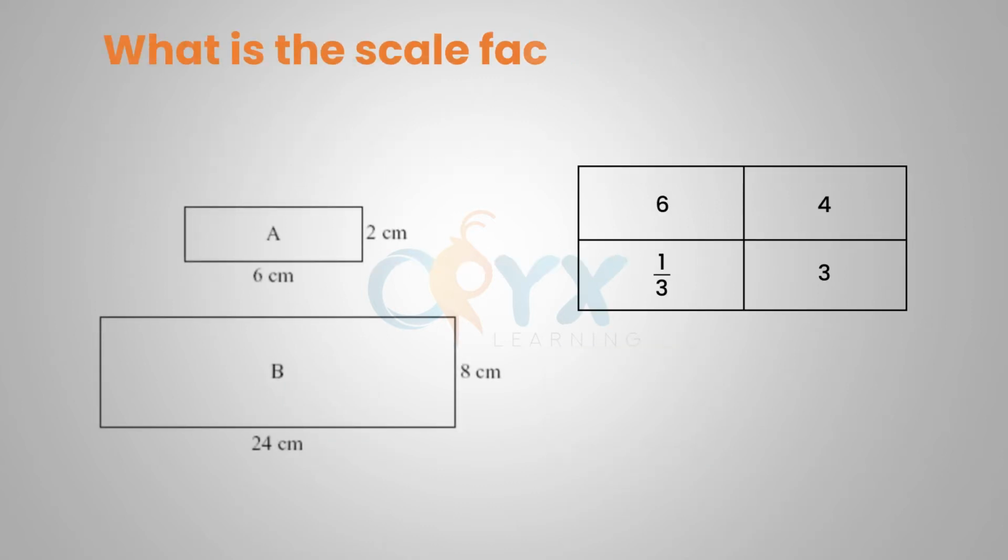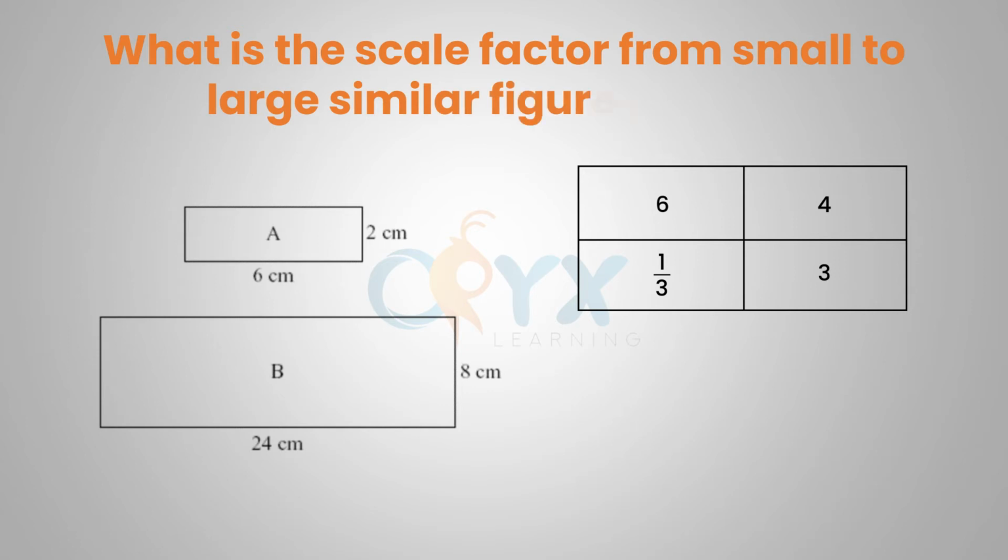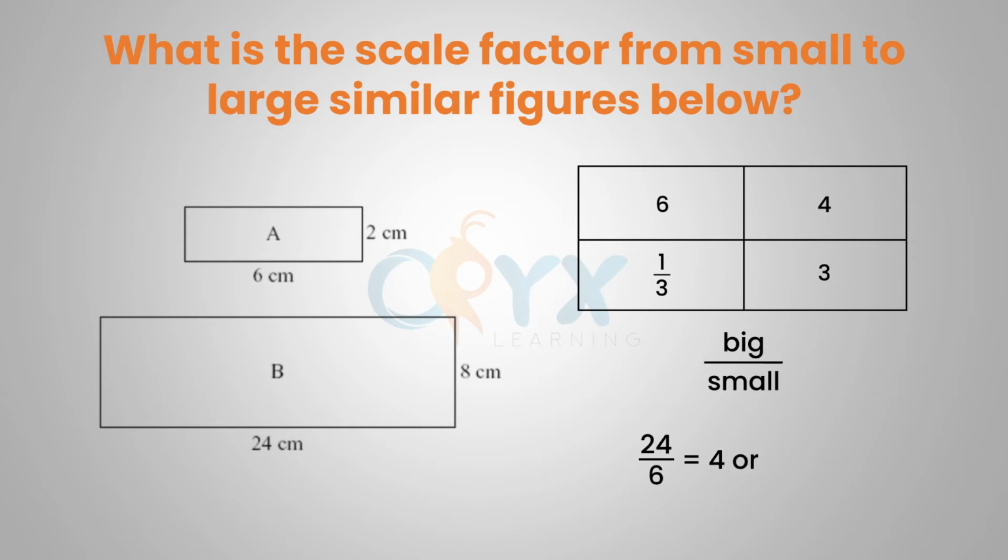What is the scale factor from small to large of the similar figures below? Comparing the sides of the rectangles from big to small, the lengths would be 24 over 6, which reduces to 4, and the width would be 8 over 2, which also reduces to 4. Therefore, to get from the smaller figure to the larger figure, it would have to be multiplied by 4, so the scale factor is 4.